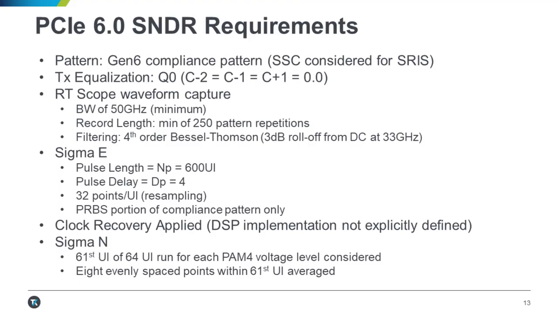And then for sigma N, I mentioned some more techniques that have been developed. So we've identified the flattest portion of those long run lengths. So looking at the 61st UI out of those 64 run lengths. And then within that UI, we're looking at 8 evenly spaced points. And then taking the average of those, and we do that across all levels, and then average all of those results to get what we believe is a highly accurate sigma N.